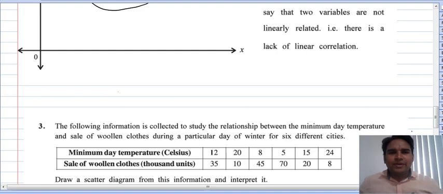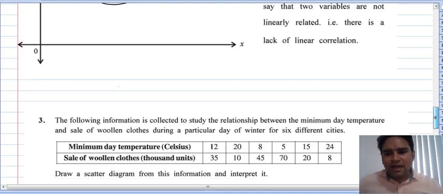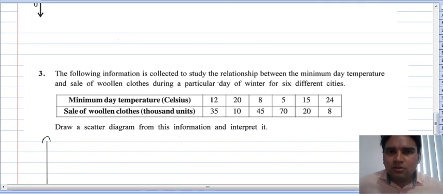Now we understand the concept of the scatter diagram. Now let us understand the questions based on the scatter diagram. It's a really simple one, and again I am telling you that this is not expected in the board examinations, but still it can be asked in your school exam. So let us understand the questions, right?